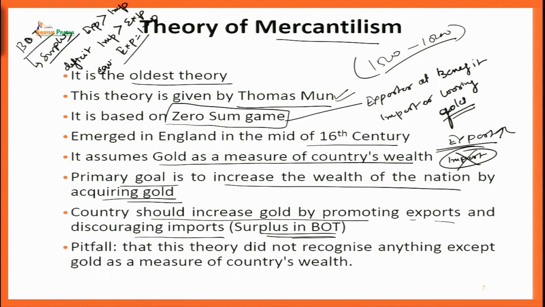So what is happening here? Exports are increasing. If you keep on increasing exports to have maximum gold and make your country wealthy, you will reach an equation where exports are more, and that means a situation of surplus arises. The pitfall of this theory is that it did not recognize anything except gold as a measure of the country's wealth. This is one of the pitfalls.